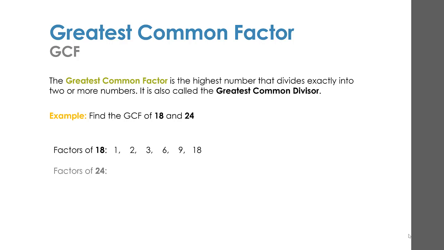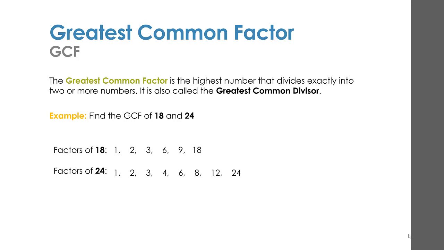Now we are going to list the factors of 24, and they are 1, 2, 3, 4, 6, 8, 12, and 24, because all of these numbers divide 24 exactly into a whole number. If you see, the last factor of each number will be the same number, because the number divided by itself is always going to be number 1.